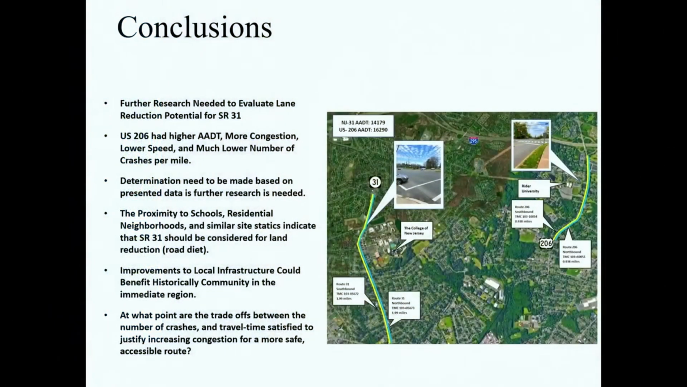Further research needed to evaluate lane reduction potential for 31. So why did I do this in the beginning? The school asked me, hey, we're looking at maybe developing the other side of 31. We need to build more dormitories. We need to do something. There's political aspects of that. There's economical impacts. But then if they're going to do that, what's the effect on the churches? What's the effect on the land value? What's the effect on everything?